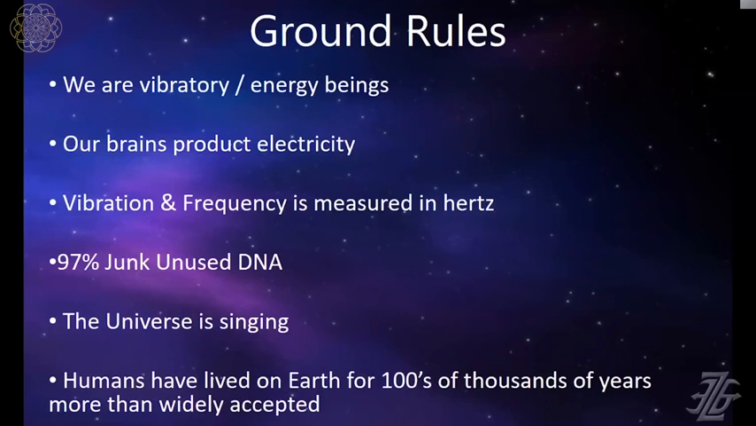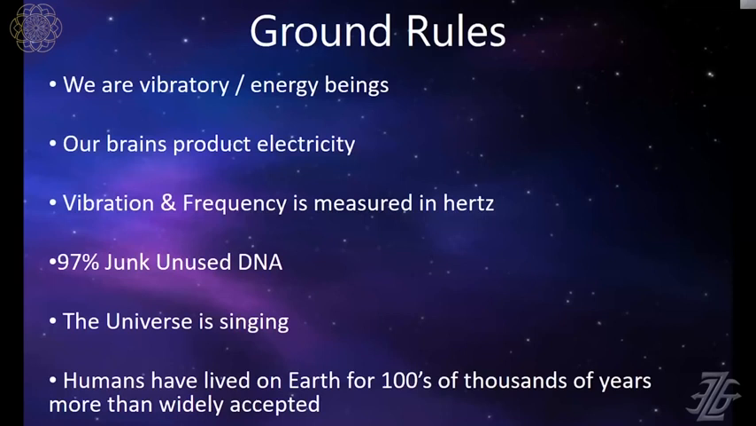Mainstream science is not saying that we have DNA that can be activated. They're just saying it's junk DNA. But what they don't realize is that they've given us now a clue to the fact that there are multiple DNA strands, and now that kind of proves a lot of things that we've talked about in the esoteric community about 12-strand DNA activation. And the universe is singing. So towards the end of the presentation, we're going to show you exactly how the universe is singing.